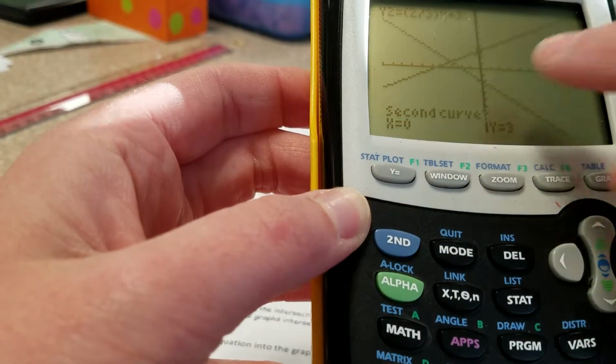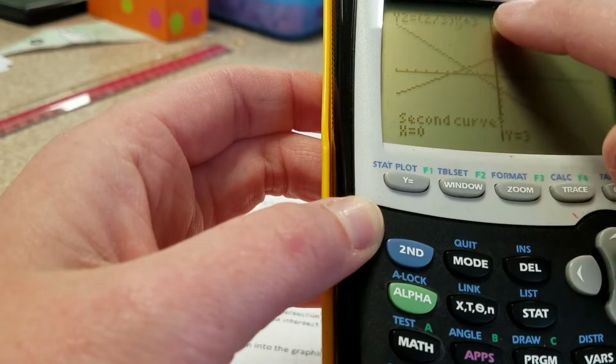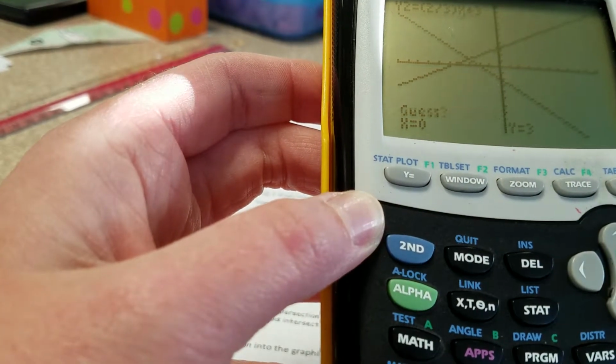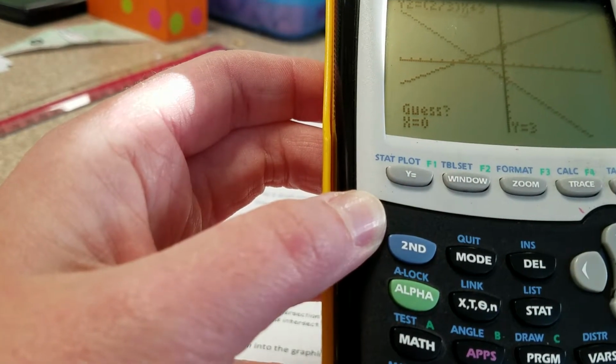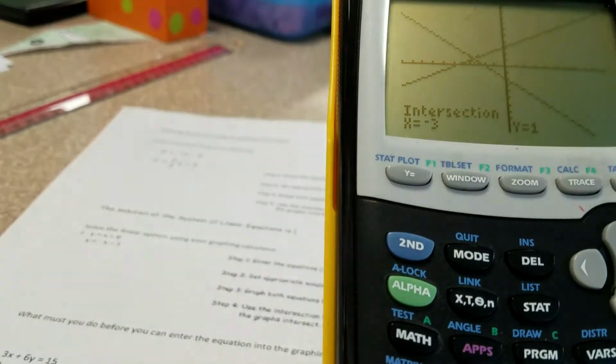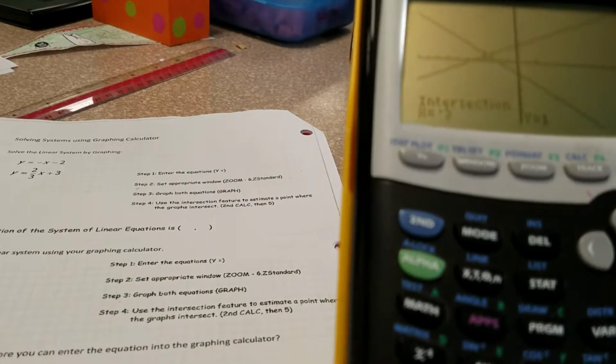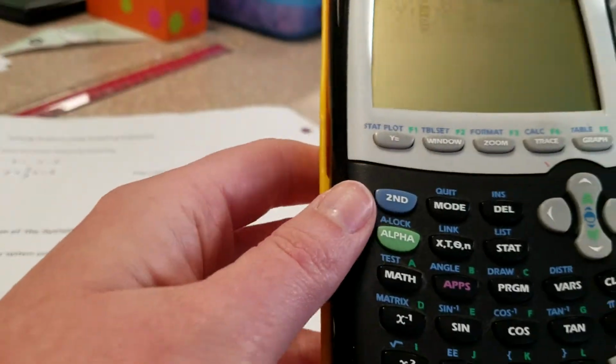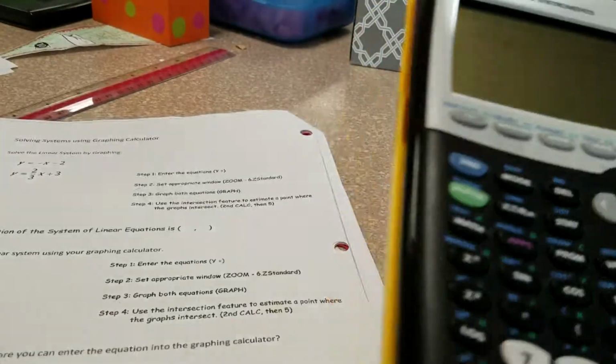It should switch over to the other equation for you, which is right here. It's listed there. Hit enter. And then it's going to ask you to guess. Go ahead and hit enter again. And it's going to tell you that the intersection happens at -3, 1. So that's our solution. If we go back, we can look at the second example that's in your notes here.